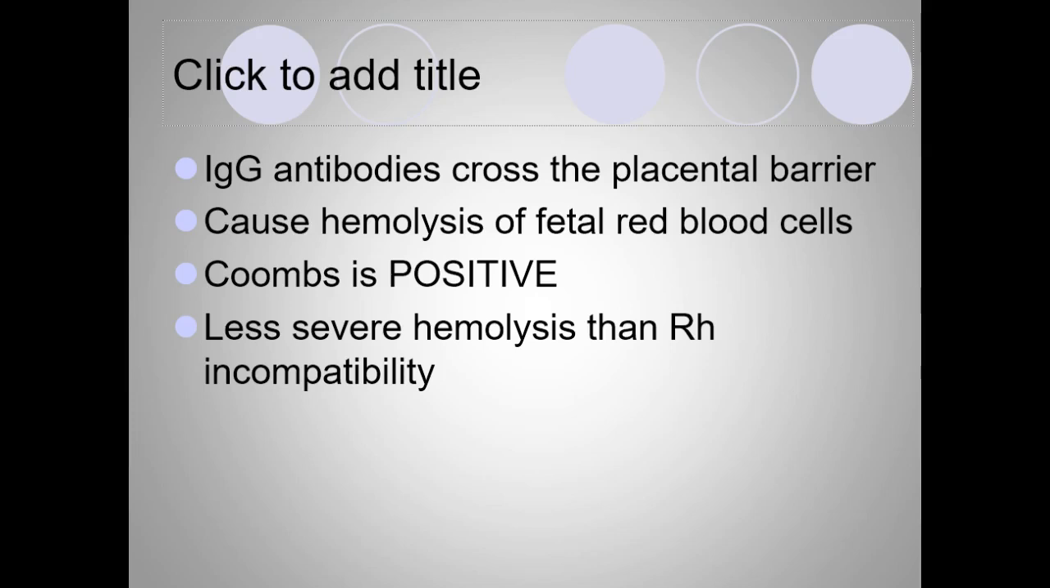So the IgG antibodies cross the placental barrier, causes hemolysis of the fetal red blood cells. This will make the Coombs test in the baby positive. So we'll draw a Coombs test on any mom who is a negative blood type or any mom who has an O blood type. We will do a Coombs test on the baby. We'll draw the baby's blood from the cord. We don't stick the baby, but we'll get a blood type on the baby, so we'll know what the baby's blood type is. Of course, if the baby is O and the mom is O, there's no need to worry.